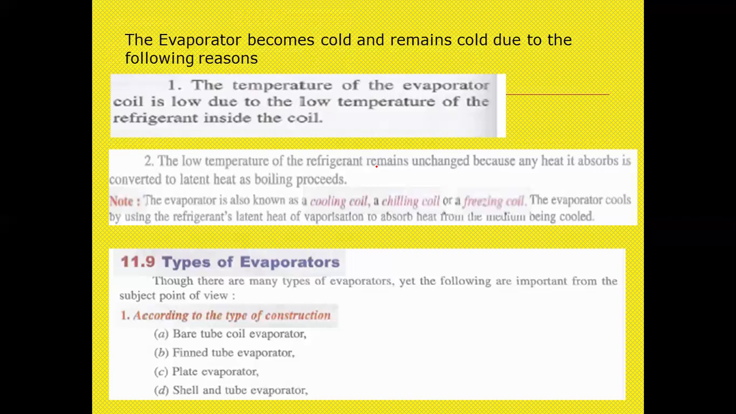Next point. The evaporator is also known as cooling coil, chilling coil, and freezing coil. So the evaporator cools by using what? By using the refrigerant's latent heat. Not normal heat, but the refrigerant's latent heat of vaporization is used to absorb the heat from the outside atmosphere. So that is the concept of the evaporator. Got it? Next.